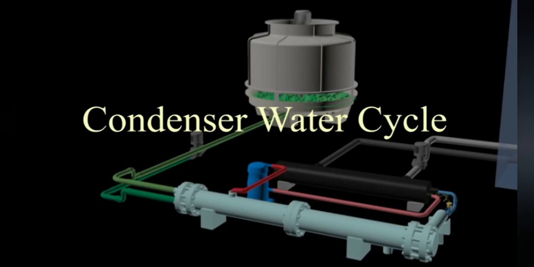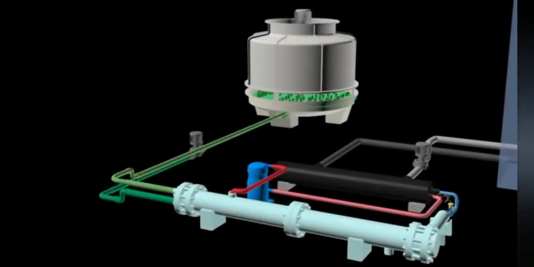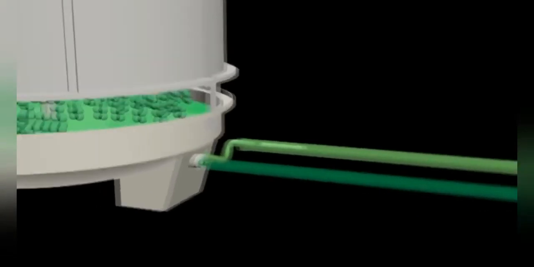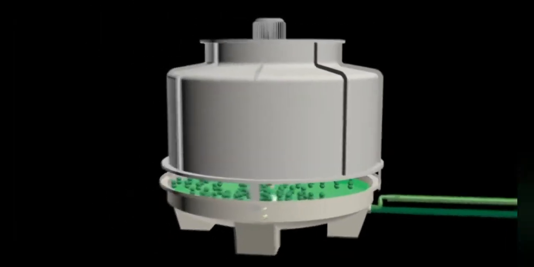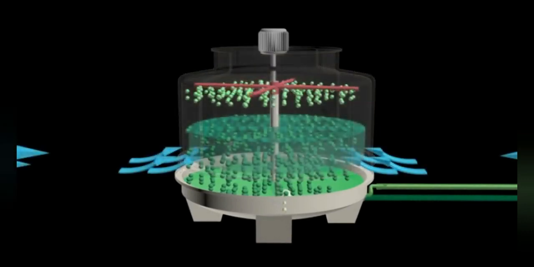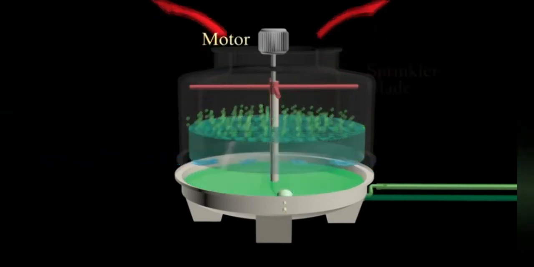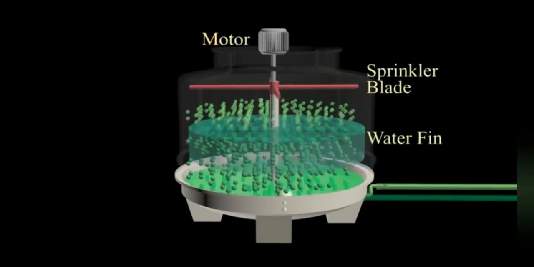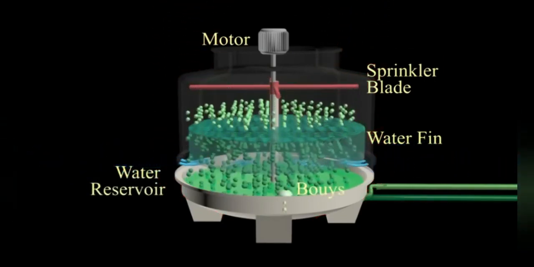Condenser water cycle. The condenser water cycle consists of two basic components, which are the cooling tower and water pump. Cooling tower. The cooling tower serves to cool down the temperature of condenser water that will be used to absorb heat in the refrigerant at the condenser. It consists of several components which are motor, sprinkler blade, water fin, water reservoir, buoys, and make-up water tank.